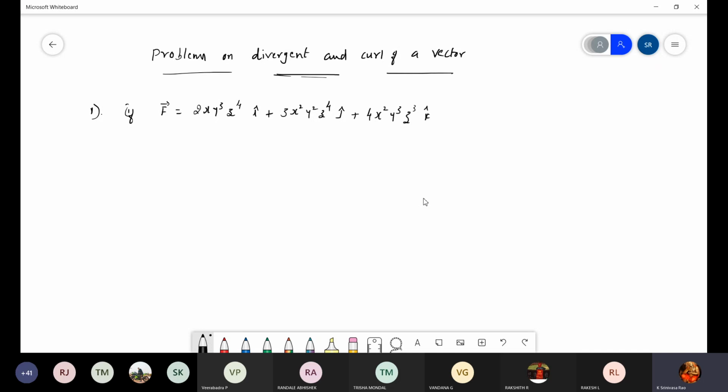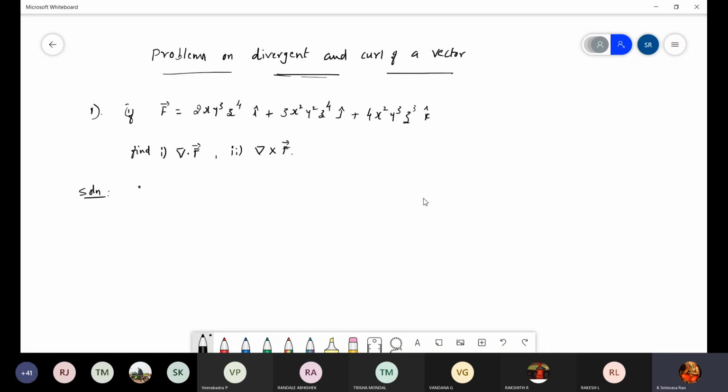So find del dot f, nothing but div f. This is the first question, del dot f. Second question, curl f. Find div f and curl f. Okay, they may ask in word form also. Instead of del dot f, they may ask div f, and second one curl f. Now the solution.